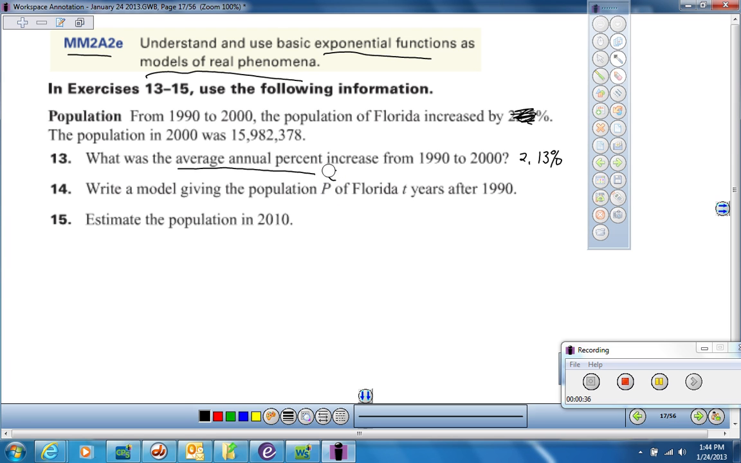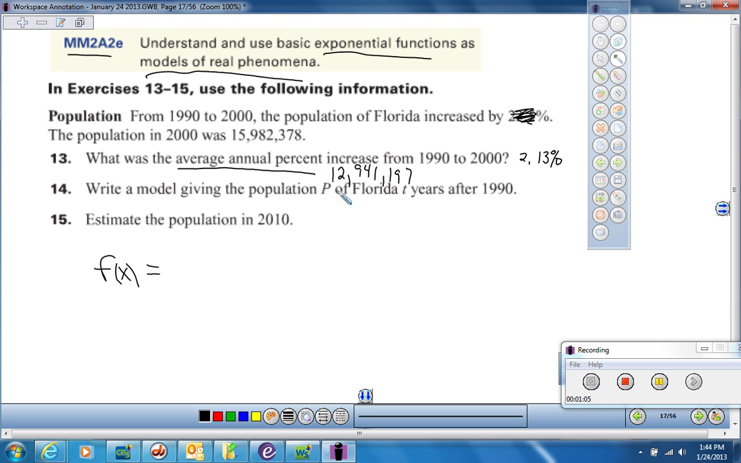Our population the first year in 1990 is going to be 12,941,197. So this right here is our population the first year. So this is the information we're going to use to come up with our function. So again, this is how you'd be given this information. You're not going to have to go through this process yet. We'll deal with that later in class.